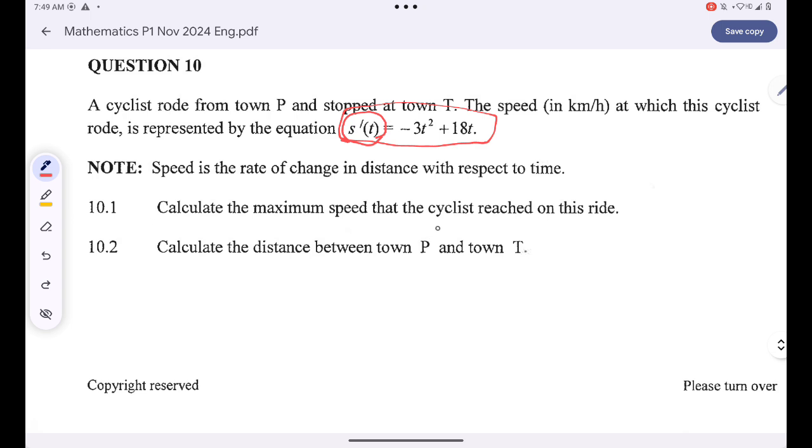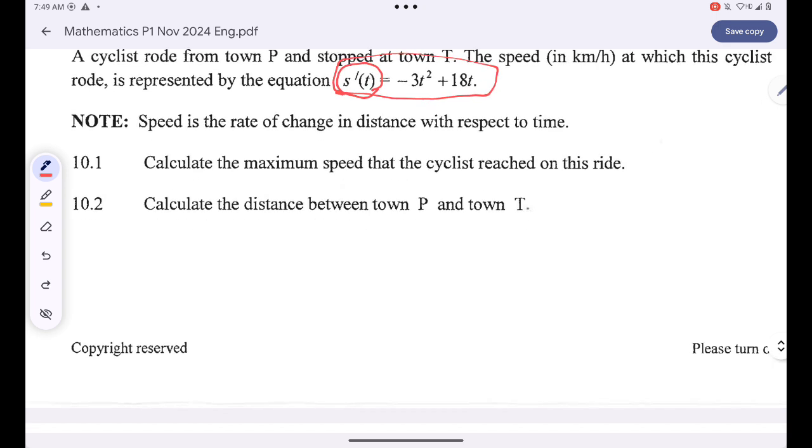Calculate the maximum speed that the cyclist reached on this ride. Okay, this is speed, right? Negative 3t squared plus 18t. So for me to find the maximum speed, that means I must find the derivative. Once I see the term maximum or minimum, I'm simply supposed to find the derivative. Plus 18. Are you together?